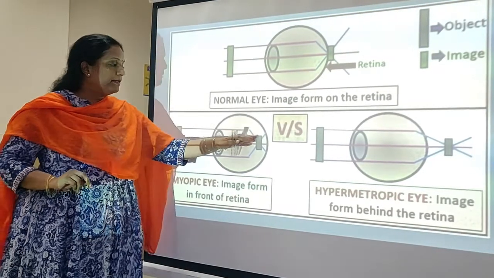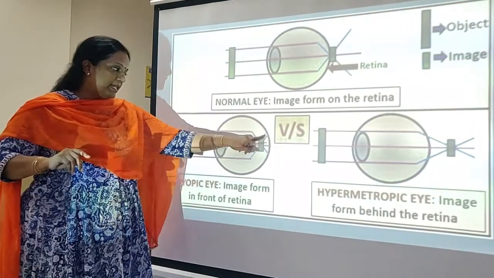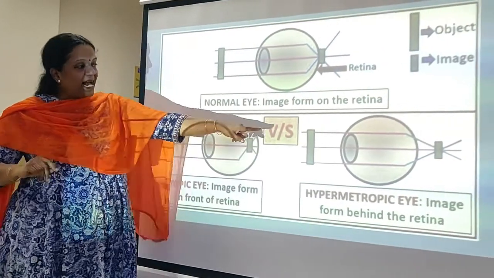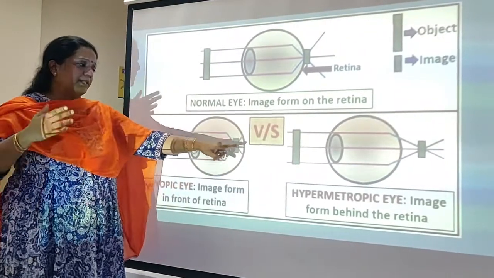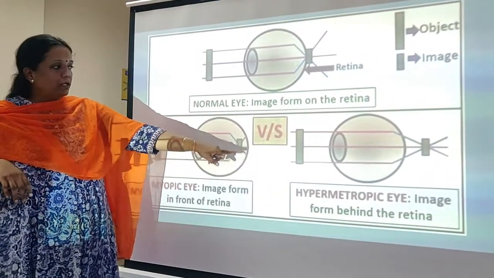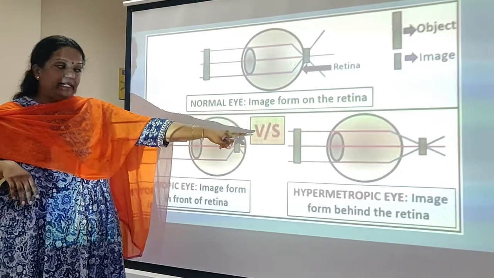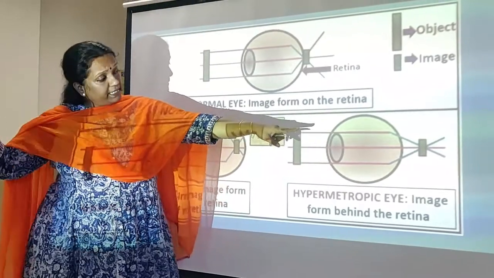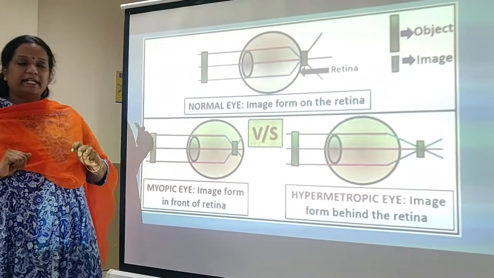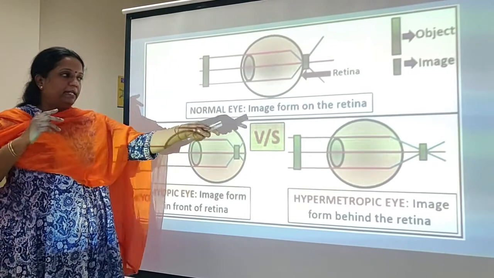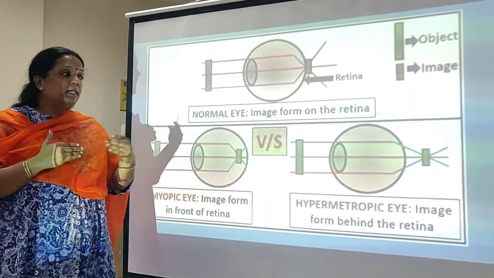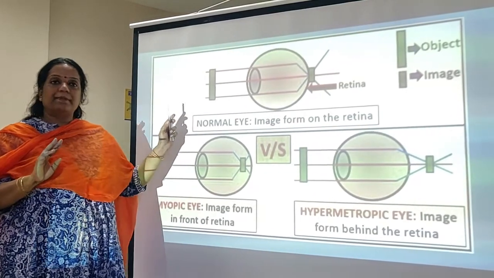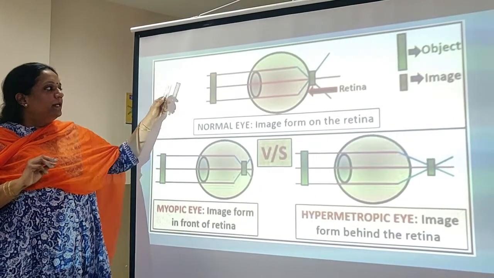So, we will diverge these rays a little by using a concave lens, right? As against exactly the opposite, which happens in hypermetropia, where the incident light rays from a nearby object form an image behind the retina. Okay, and in this case we will converge the light rays in front of the retina by using a convex lens. I hope the concepts discussed till now are clear.